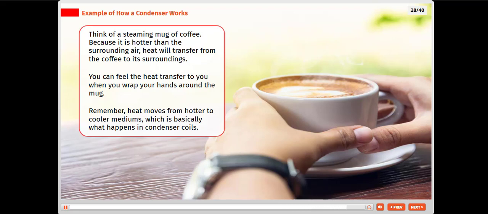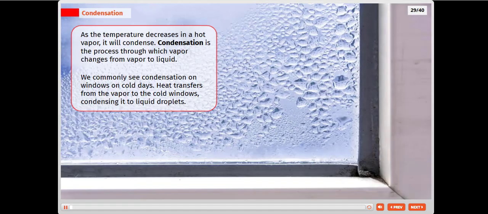As the temperature decreases in a hot vapor, it will condense. Condensation is the process through which vapor changes from vapor to liquid. We commonly see condensation on windows on cold days. Heat transfers from the vapor to the cold windows, condensing it to liquid droplets.